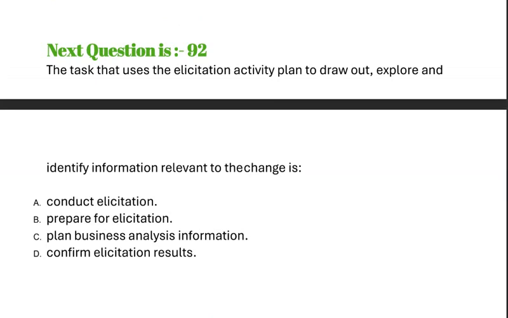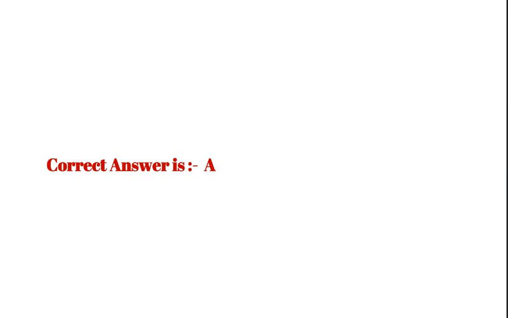Question is, the task that uses the elicitation activity plan to draw out, explore, and identify information relevant to the change is option A, conduct elicitation. Option B, prepare for elicitation. Option C, plan business analysis information. Option D, confirm elicitation results. Correct answer is option A.